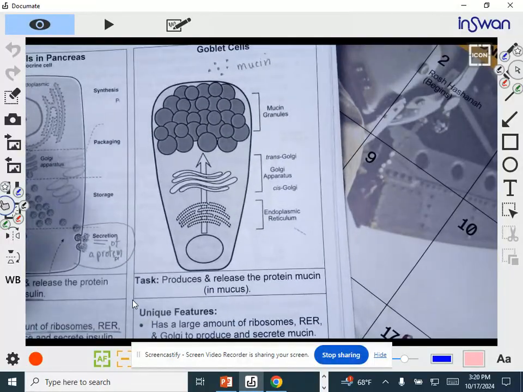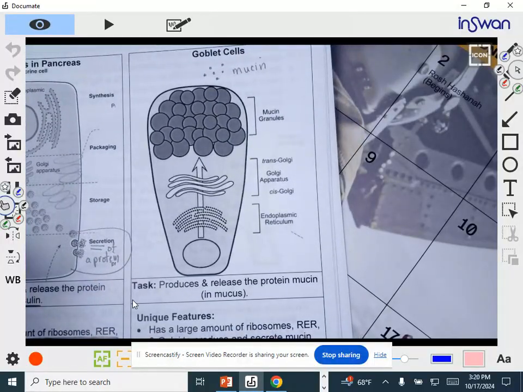So that's another specialized cell. It's called a goblet cell. You might think of a goblin, and usually a goblin is kind of drooling and salivating and kind of mucusy. It might help you remember that goblet cells are the types of cells that make mucus in your lungs.